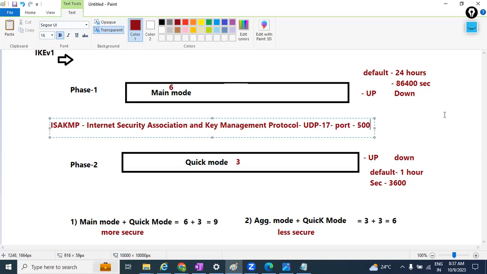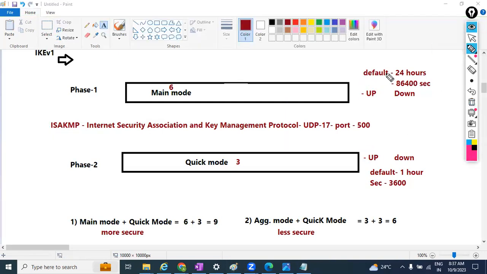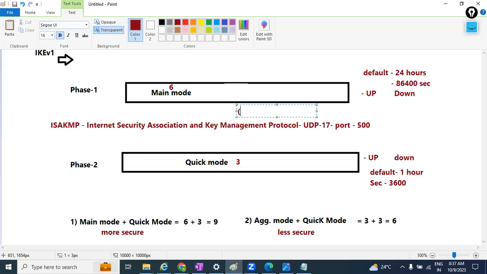Clear? So the timer is about 24 hours for phase 1, and this one is about 1 hour, and this is totally dependent on phase 1. So what exactly the phase 1 would perform is the main concept. If I ask why we need phase 1, for what? Authentication. Note it down. Phase 1 is mainly used for authentication. This is not the only purpose, but this is the main purpose of phase 1.